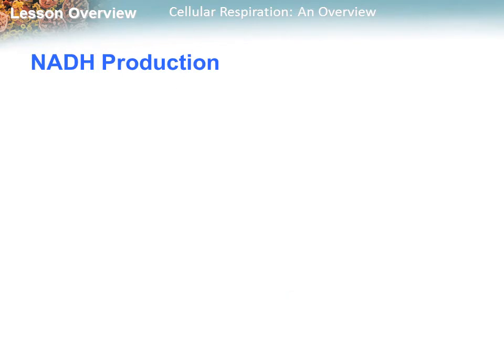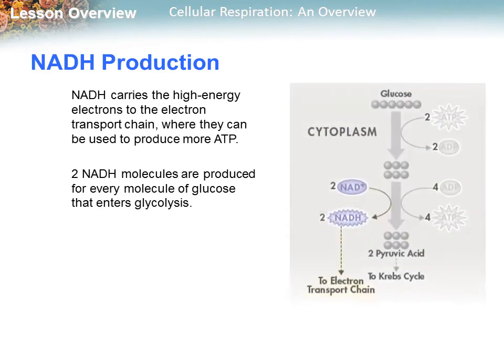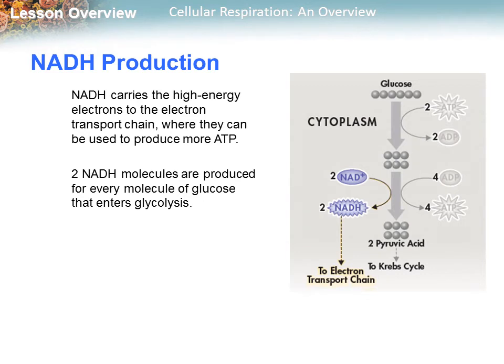Well, now let's see the NADH production. NADH carries the high energy electrons to the electron transport chain, where they can be used to produce more ATP. So 2 NADH molecules are produced for every molecule of glucose that enters the glycolysis.